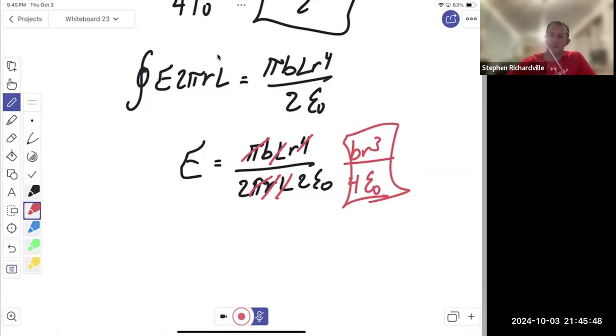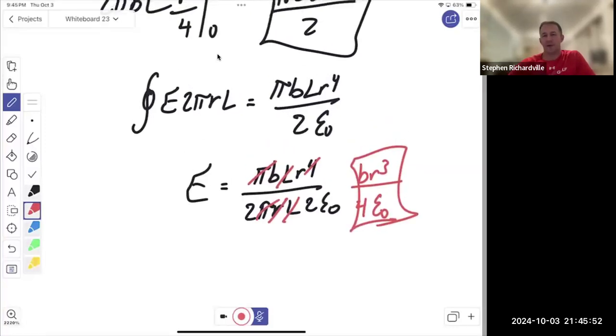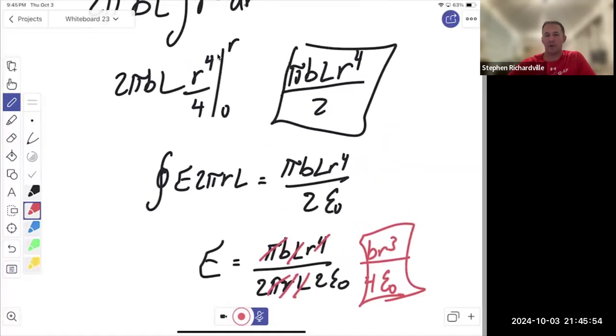Okay. But you can also apply that. You can also substitute in for big R up here and figure out what your overall Q total is if you needed to, by subbing in big R for little r in the Q enclosed integration.